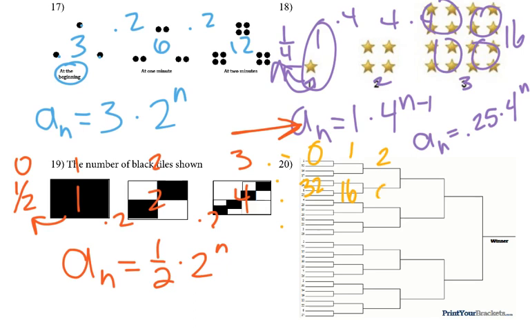Then after the second round, we're down to 8. At the third round, we're down to 4. Fourth round, we're down to 2. And the fifth round, we've got our winner at 1. Okay, so we're definitely dividing by 2.